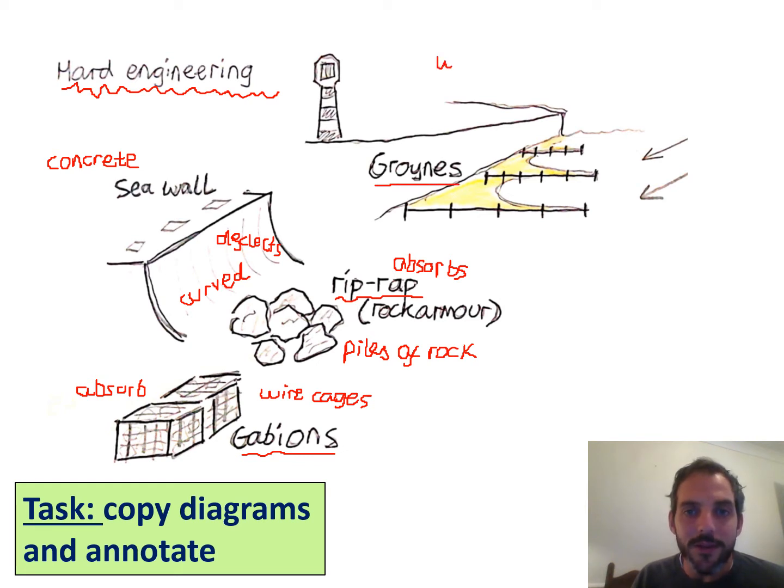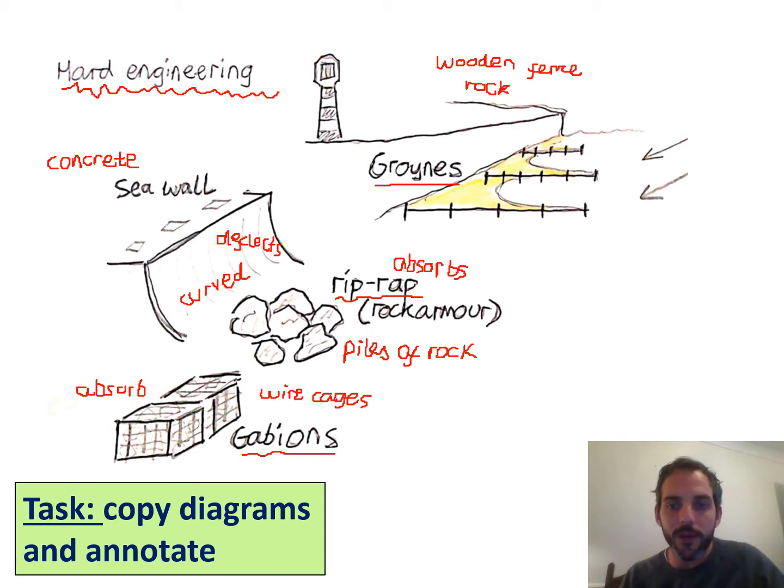Now there are two types of groyne. There are either wooden fences or there will be a rock groyne. These stick out into the sea like this. And what they do is they trap sand transported by longshore drift. So if the waves are coming in at an angle like this, they block all that sand from being transported down the beach or down the coast. And what this does over time is it builds up the beach.